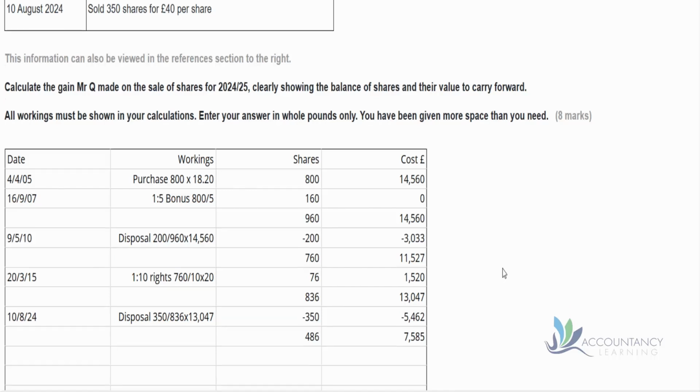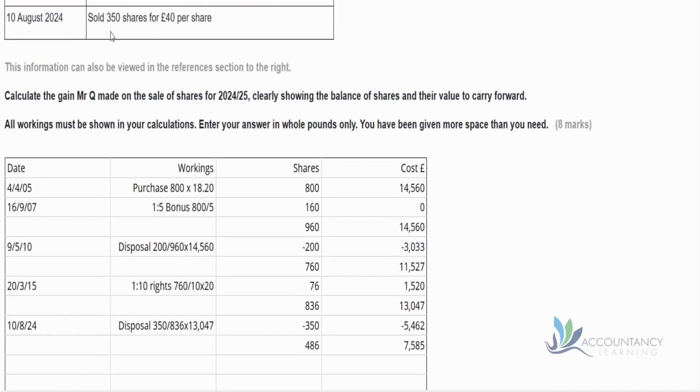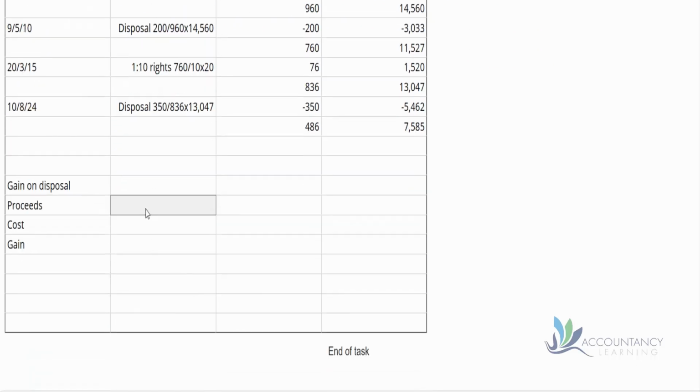The last thing we need to do now is work out our gain on disposal, or possibly loss on disposal. Okay, we don't know yet. So we're going to start off then with all these capital gains questions. We have our proceeds, and then we deduct our cost, and then that will give us either our gain or loss. So what's our proceeds? Well, remember, we sold 350 shares for £40 per share. So we can put that into our workings. We have 350 multiplied by the £40. So we have total proceeds of £14,000.